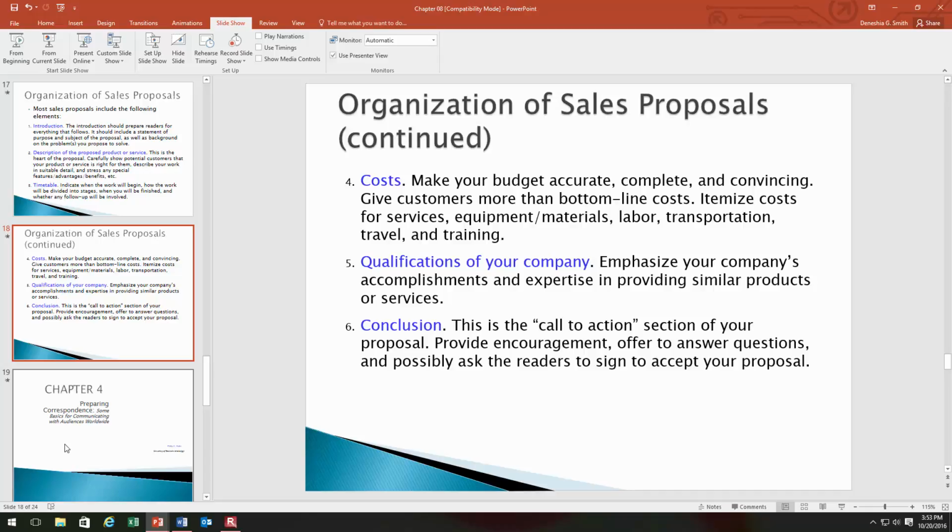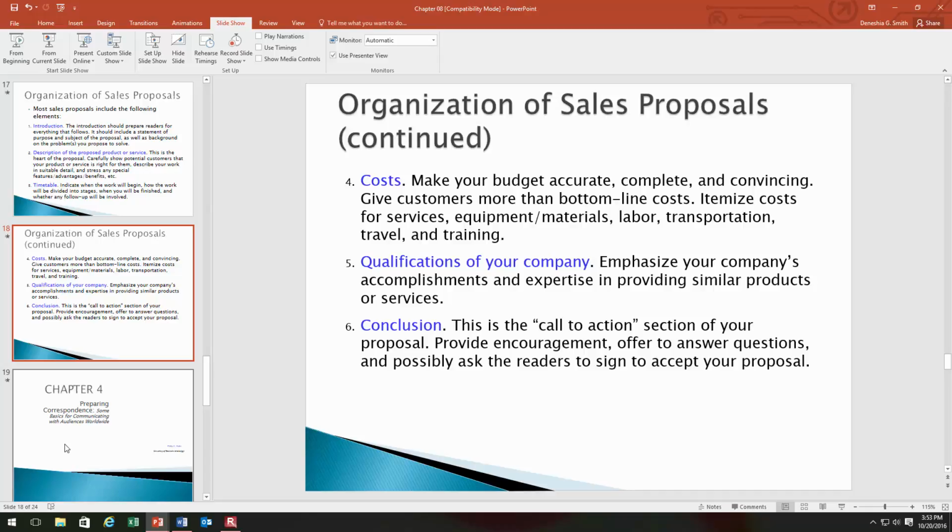And in conclusion, this is the call to action section of your proposal. Provide encouragement, offer to answer questions, and possibly ask the reader to sign to accept your proposal, depending on what you're writing and to whom you're writing. So those are key elements of sales proposals.